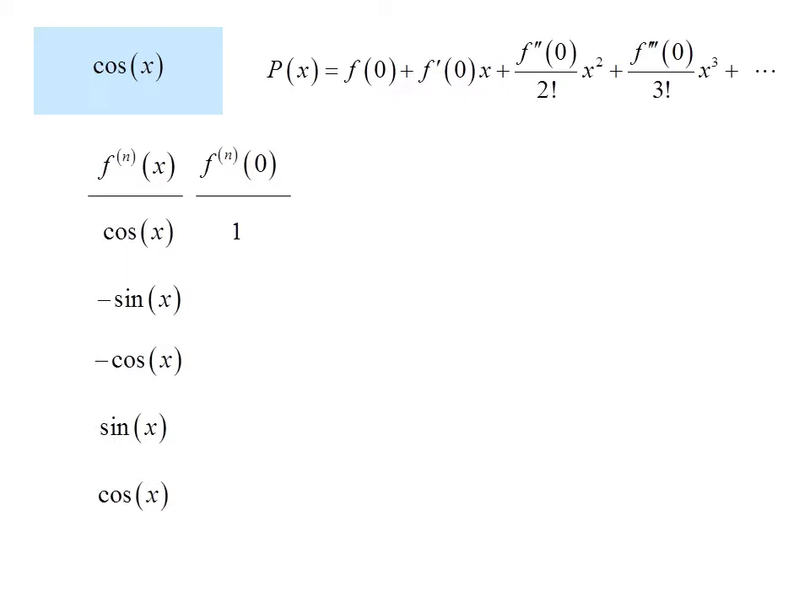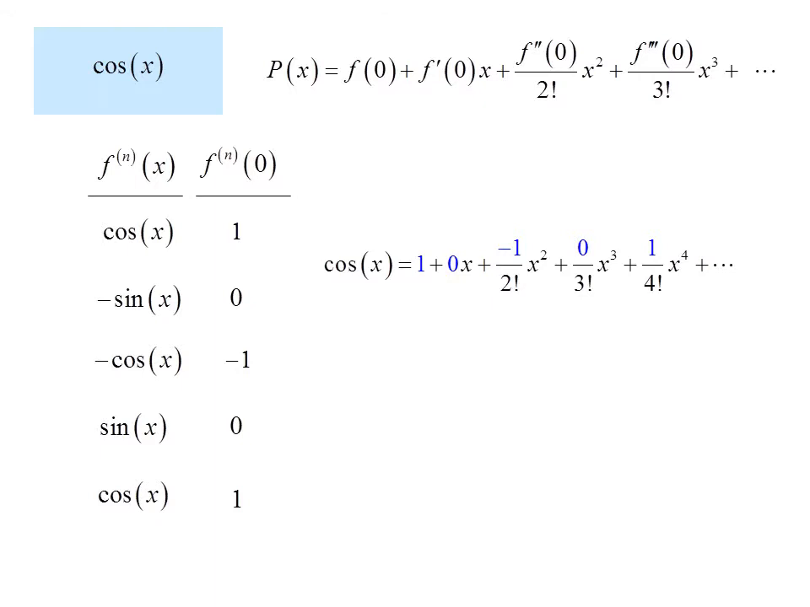We get 1, 0, negative 1, 0, and 1. Inserting these coefficients into our standard form, we get cosine x equals 1 plus 0x plus negative 1 over 2 factorial x squared plus 0 over 3 factorial x cubed plus 1 over 4 factorial x to the fourth.